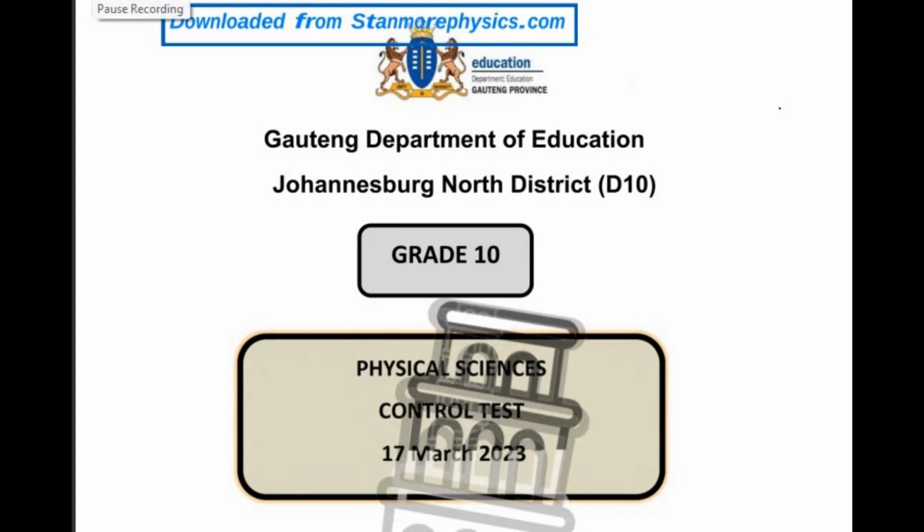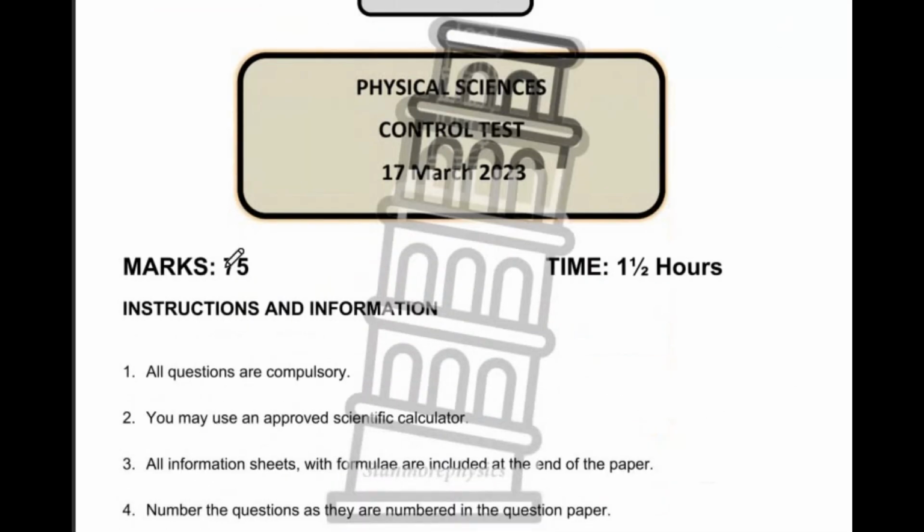Let's have a look at this question paper. It is a control test that was written last year. I downloaded this from the sternmorephysics.com. The total marks is 75 and it is 1.5 hours, so that's about 90 minutes.